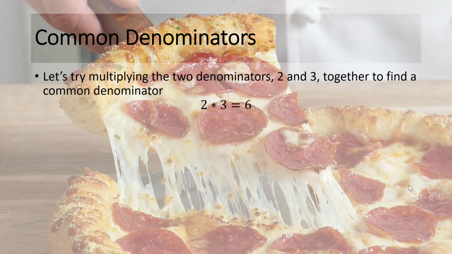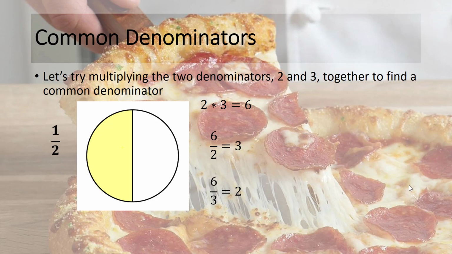So 2 times 3 is 6. Well, does that work? Well, 6 divided by 2 is 3. So that satisfies our condition that 6 divided by 2 has to be a whole number. It also satisfies our condition that that number divided by 3 is a whole number. So let's see what this means physically for our pizzas.